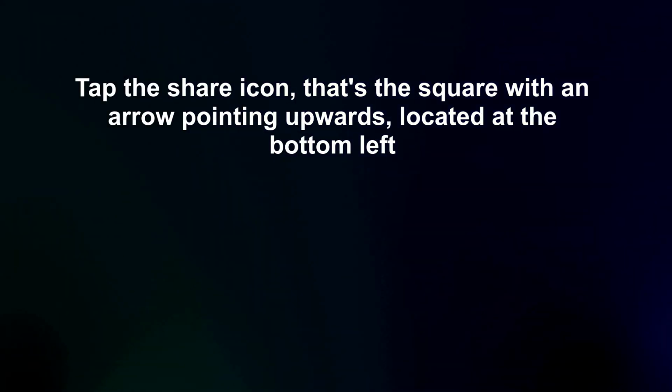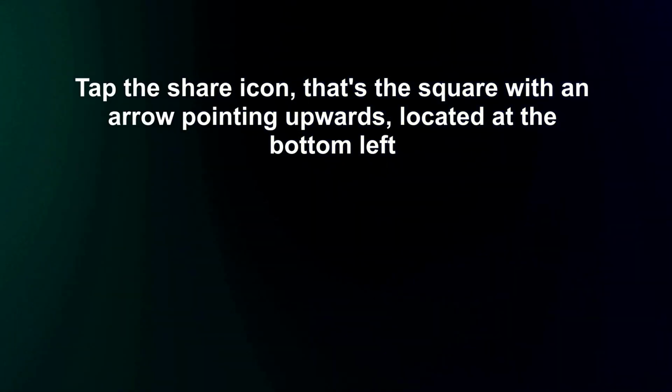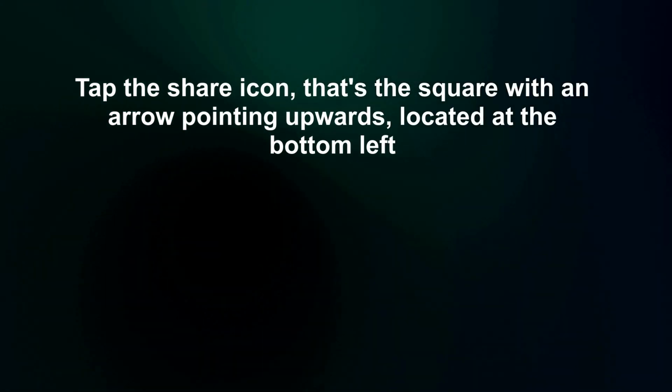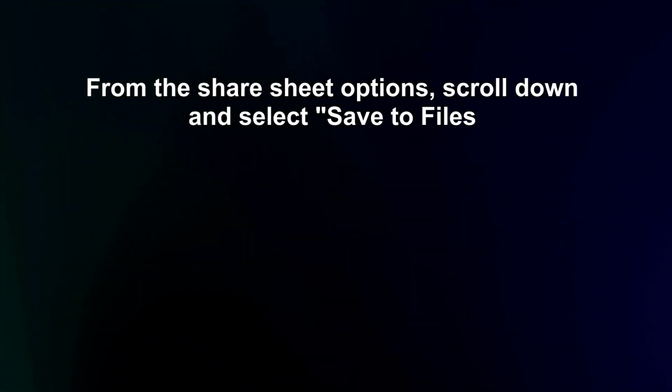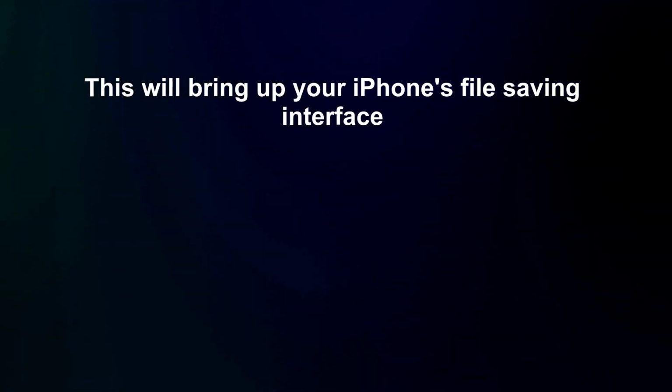Tap the share icon, that's the square with an arrow pointing upwards, located at the bottom left. From the share sheet options, scroll down and select Save to Files. This will bring up your iPhone's file saving interface.